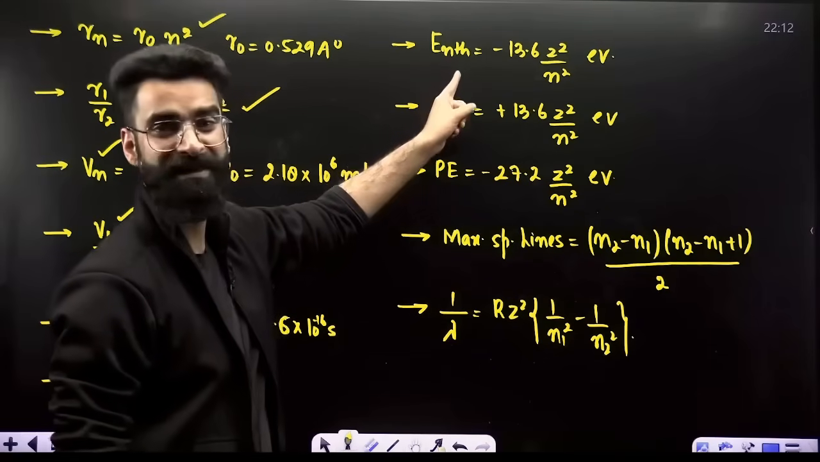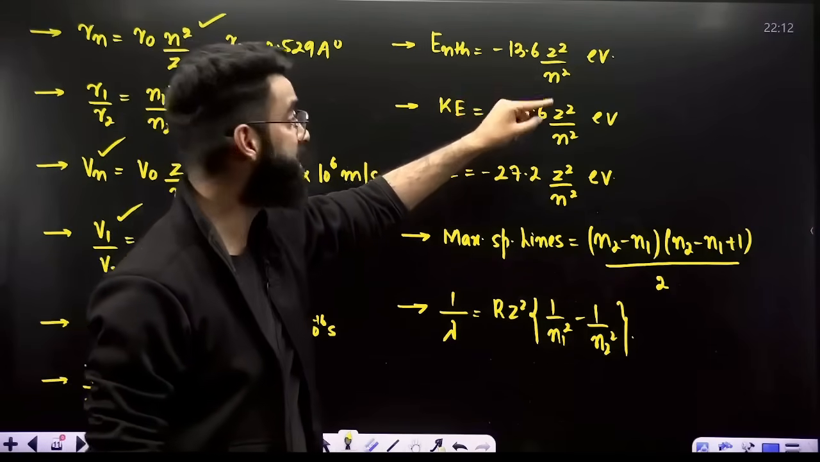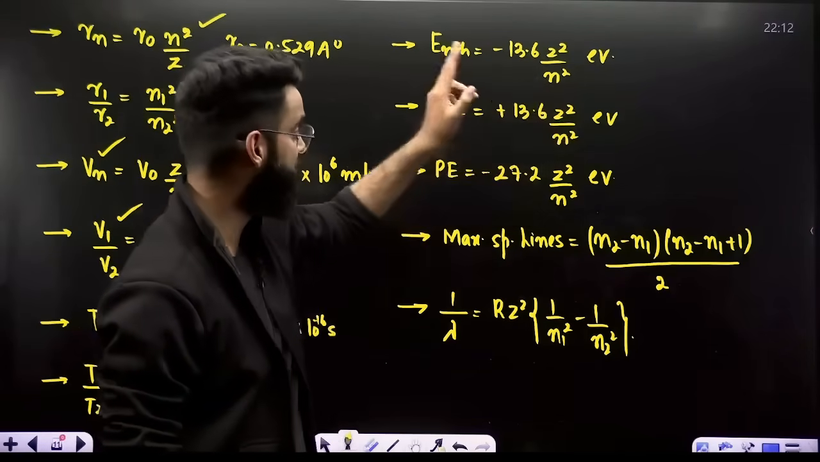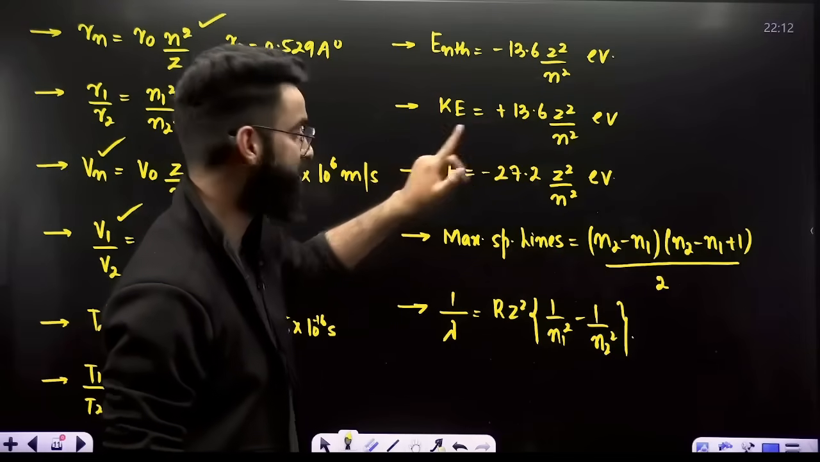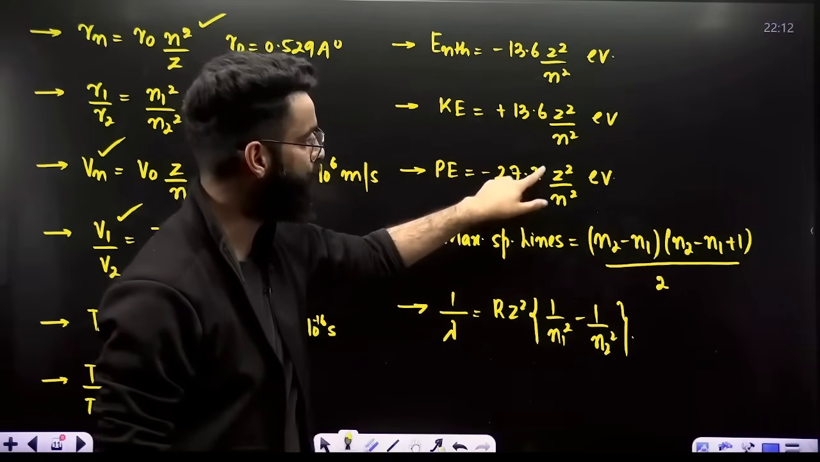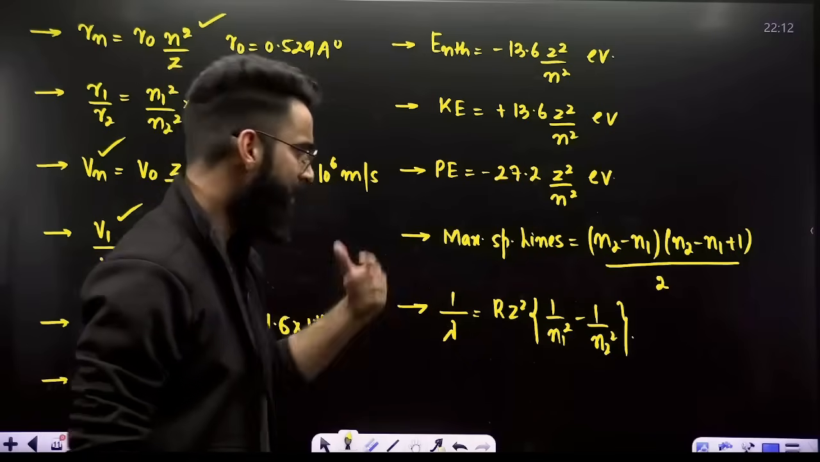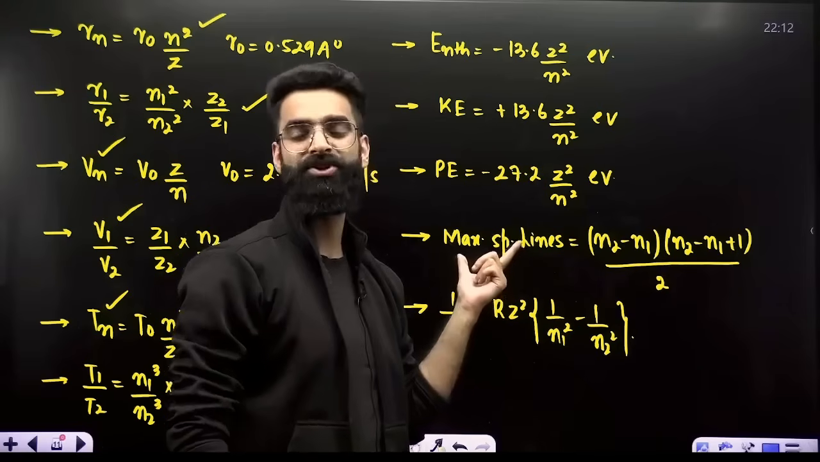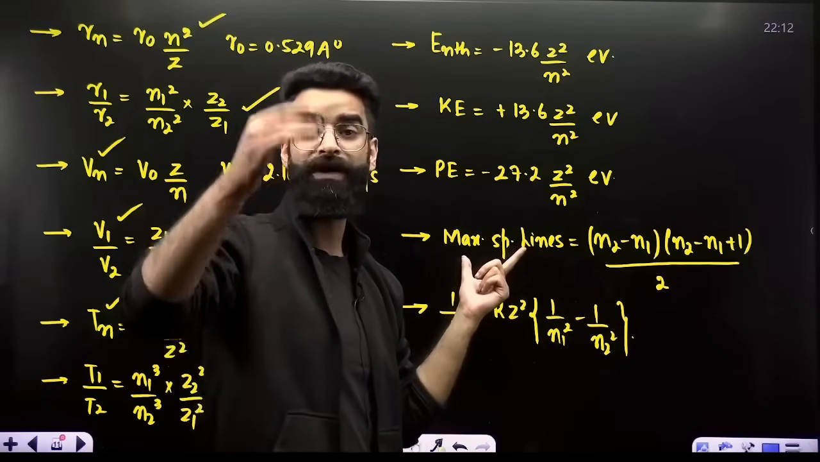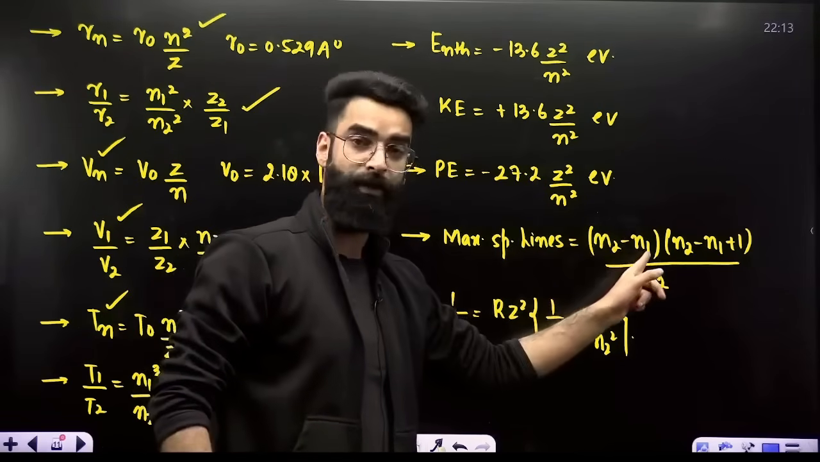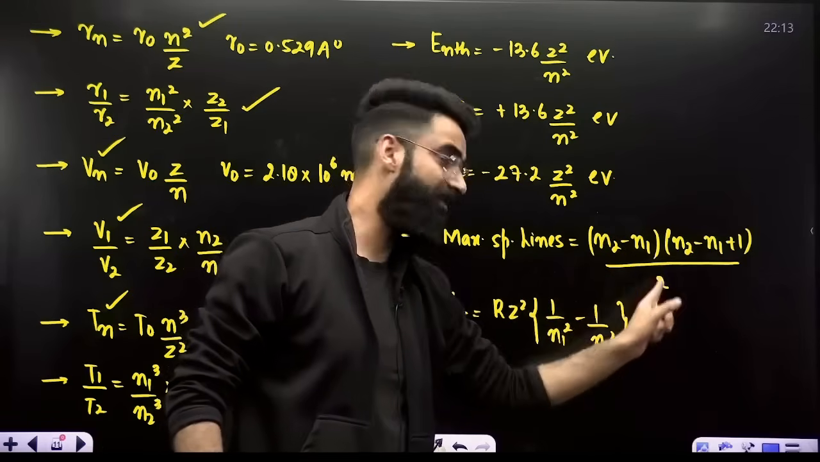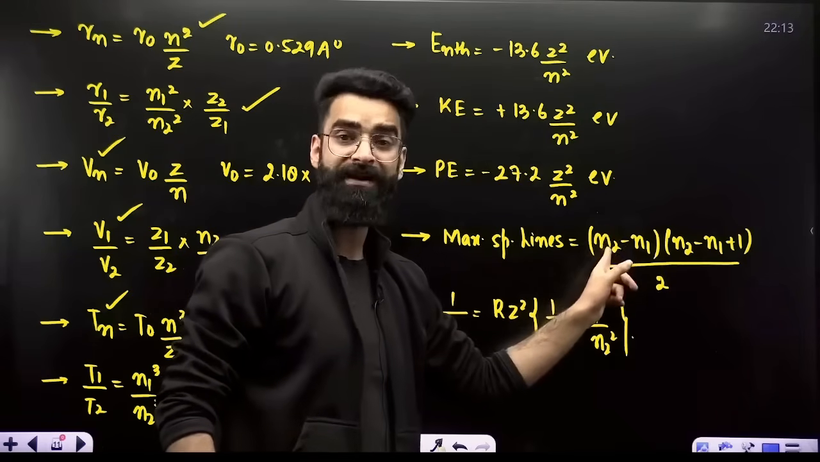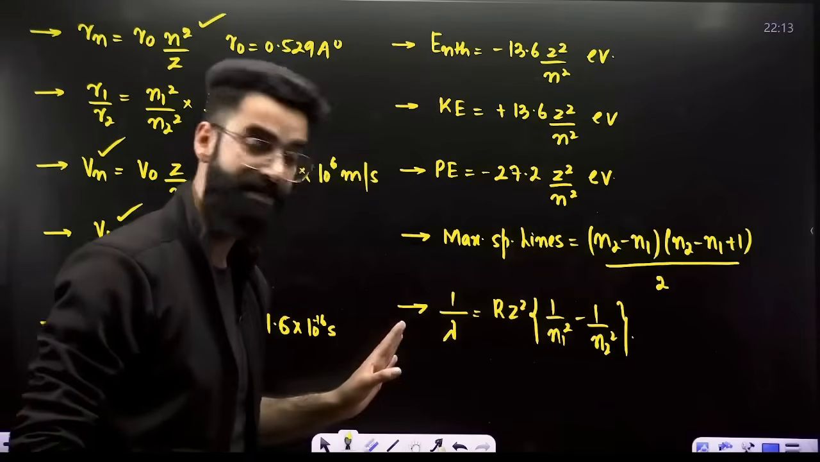Total energy possessed by the electron is equal to minus 13.6 z square by n square electron volts. Kinetic energy is plus of this. Potential energy is minus 27.2 z square by n square. Maximum number of spectral lines obtained when the electron makes a transition between two energy states: that's n2 minus n1 multiplied by n2 minus n1 plus 1 divided by 2, where n2 is the higher energy state, n1 is the lower energy state.